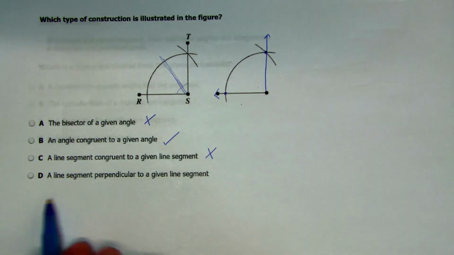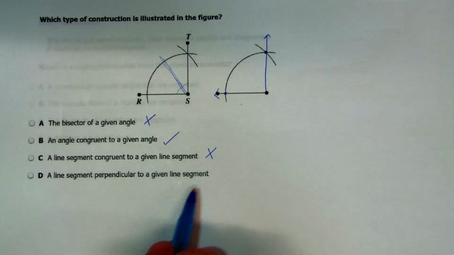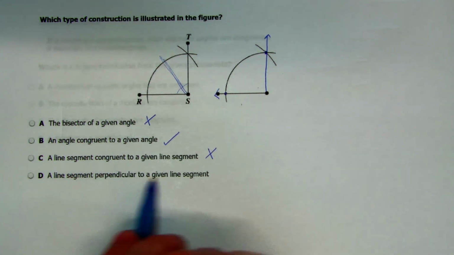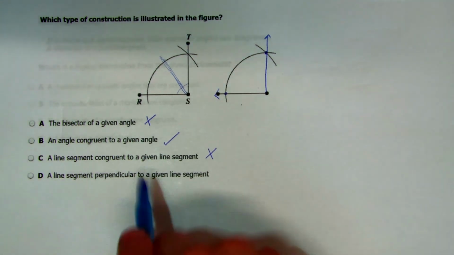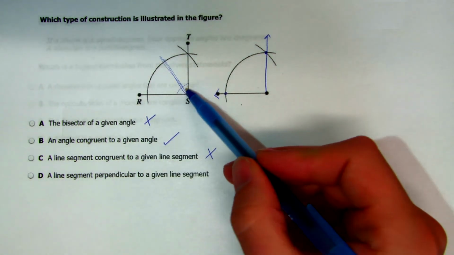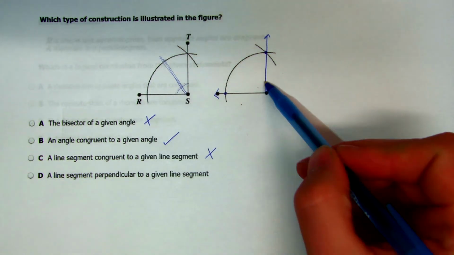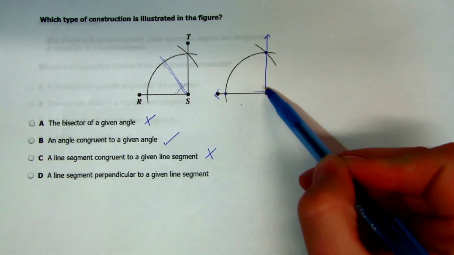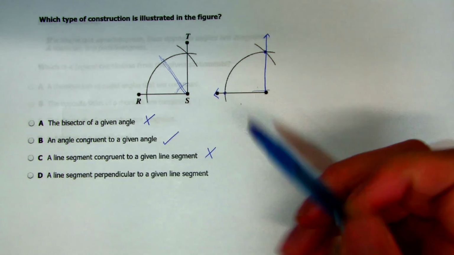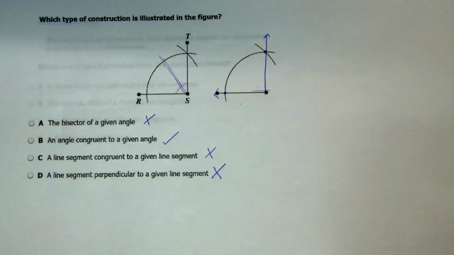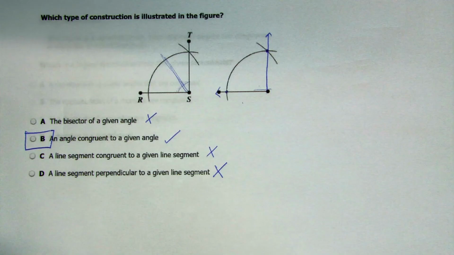And a line segment perpendicular to a given line segment. This is definitely a trap answer. At no point in time did we say that this is definitely 90 degrees. We replicated this angle. So even though it looks like we found something perpendicular to this segment here, that was not the purpose of the construction. So that's not our correct answer either. The correct answer to this question is answer choice B.